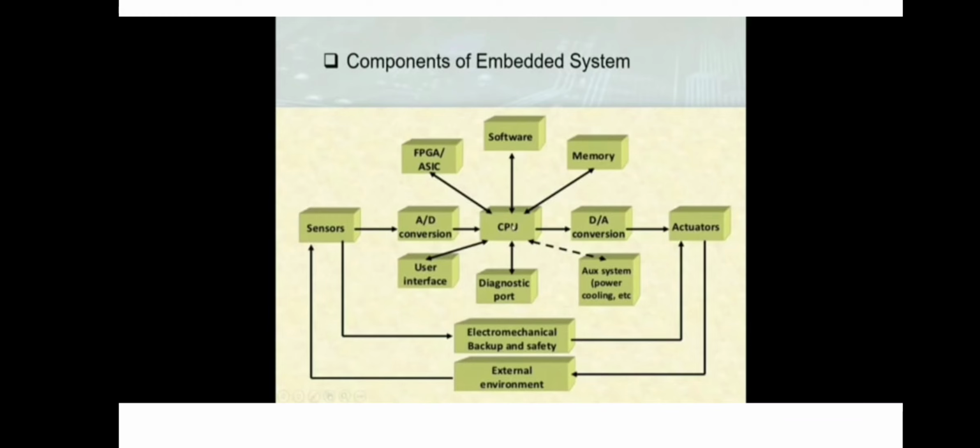And the next one is memory. Memory is like a storage element to store data, instructions, registers and so on. The CPU processes the data and can store that data in a specific location, which is called memory. And it consists of electromechanical backup and safety, meaning whenever a problem arises, such as in an electrical circuit, there must be a backup for future purposes, like a safety. And it consists of some external environment.